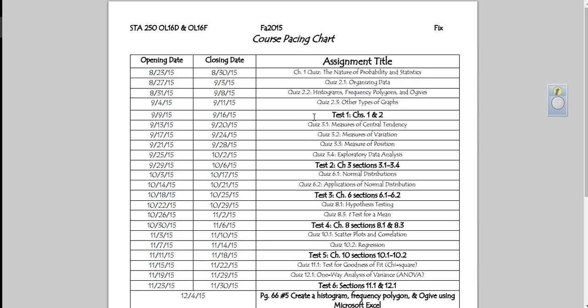So literally the way that I would use this sheet is that when I took the Chapter 1 quiz, I would write my score down here on the side. So let's say I made an 88. I'd write 88 right there. And then when I take Chapter 2, the quiz 2.1, I would write down whatever score I got.